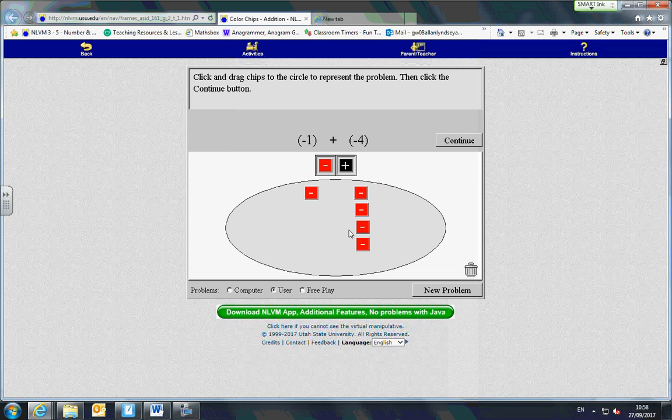So there are no 0 pairs here, so we're just looking at our final answer. We're adding the negatives, so we've got 1, 2, 3, 4, 5. So our final answer is negative 5.